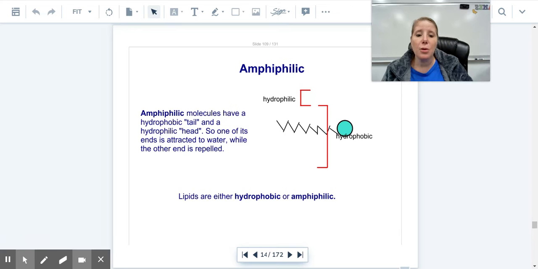Amphiphilic is a molecule that has a water-loving and water-hating end. The heads are usually, in this case, hydrophobic, so it is water-hating, and this one side is hydrophilic. So that's what amphiphilic means, and we're going to use it in a minute.